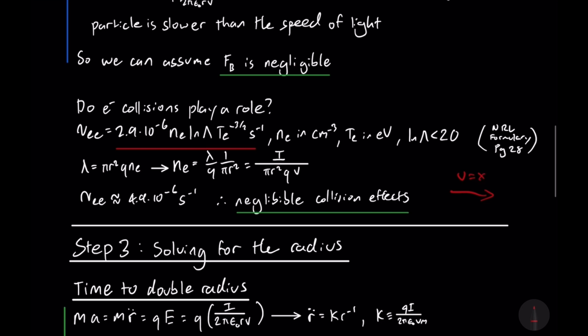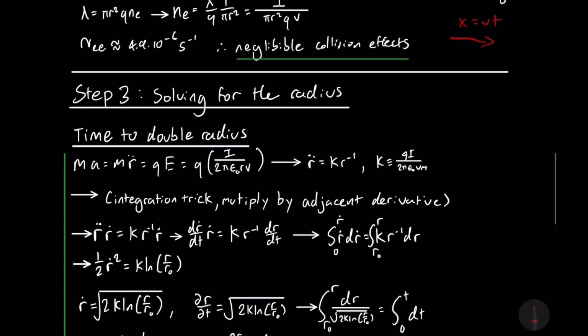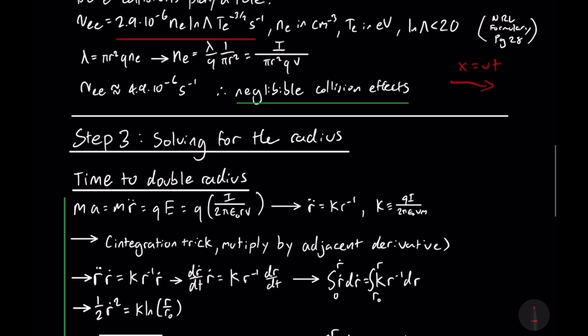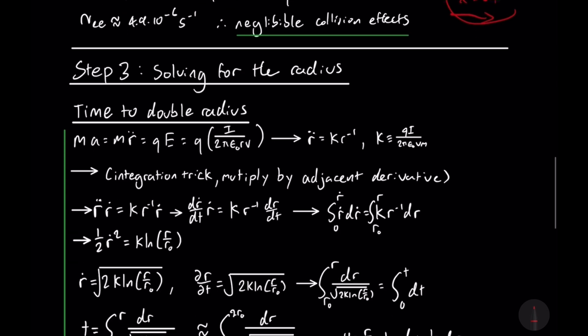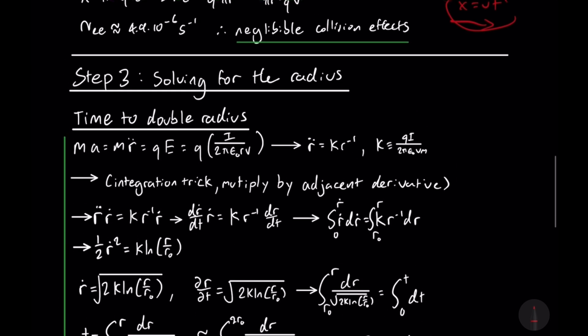So you can just use the very simple x equals vt relation to see the distance that they travel. This is kind of a hint as to how we'll be solving for the radius, or the time it takes for it to double, as we travel across.